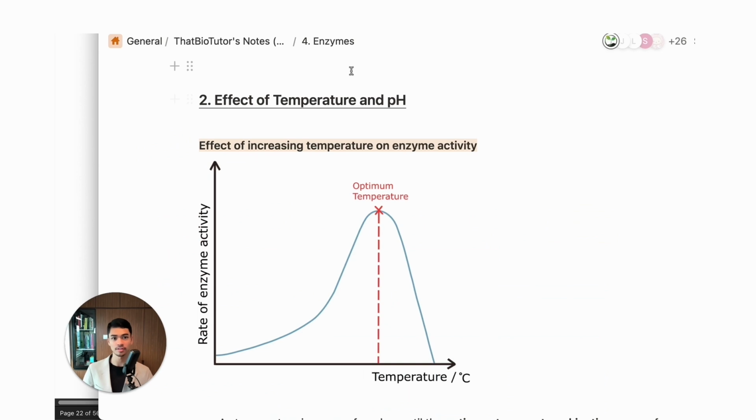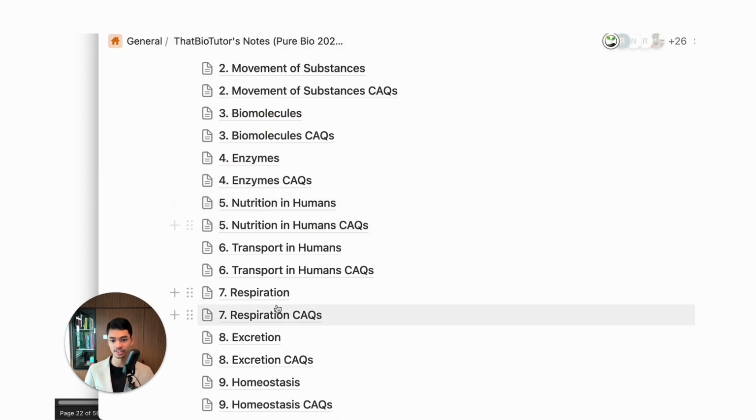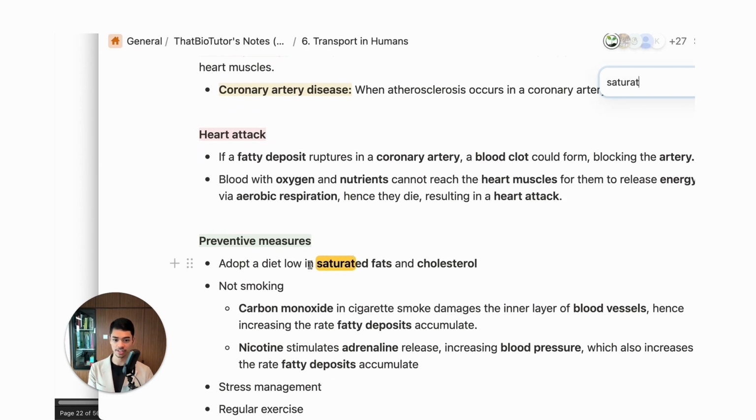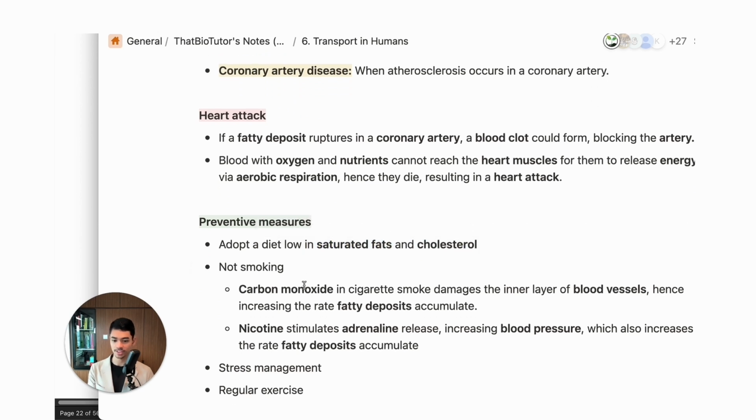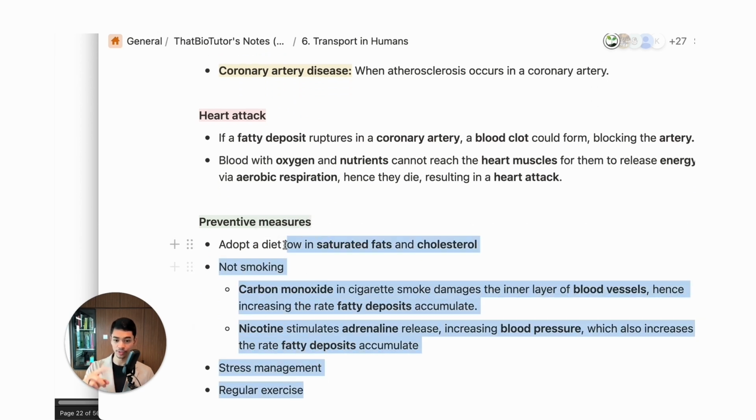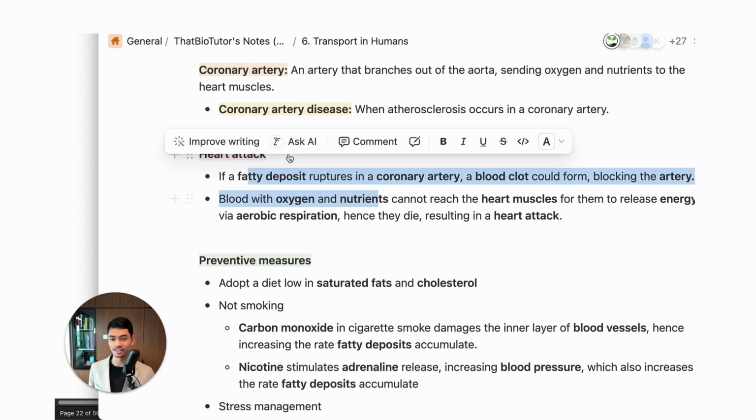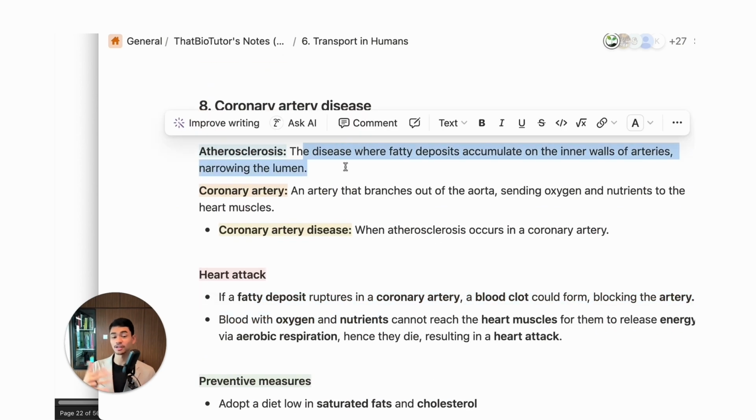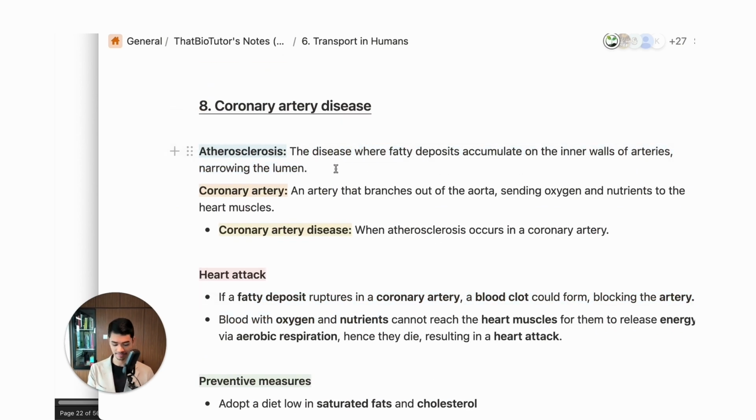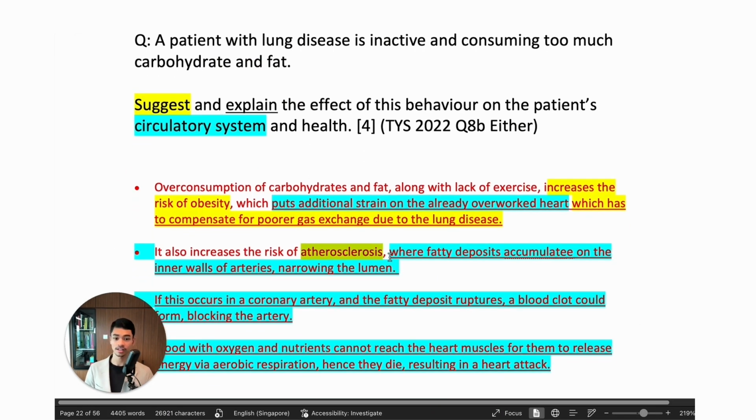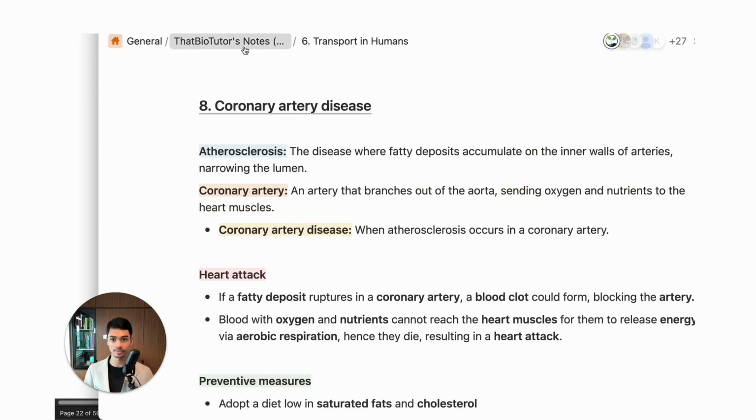If you need revision, you can just go to our notes, topic 6. So these are preventive measures to heart attack. That means that if you do the opposite, then you will increase your chance of heart attack. And what causes heart attack is, first it must start off with atherosclerosis, basically where your arteries get clogged. So that's my suggestion.